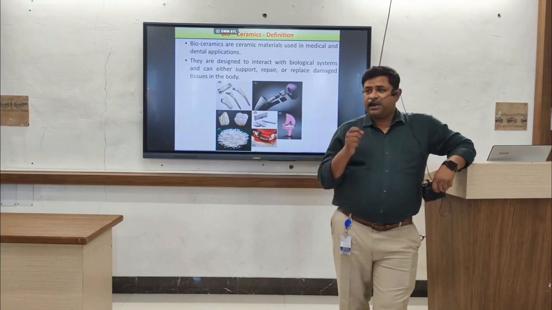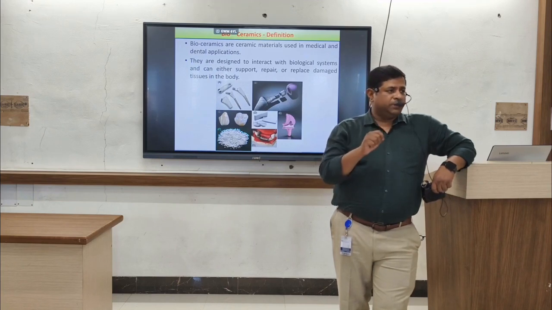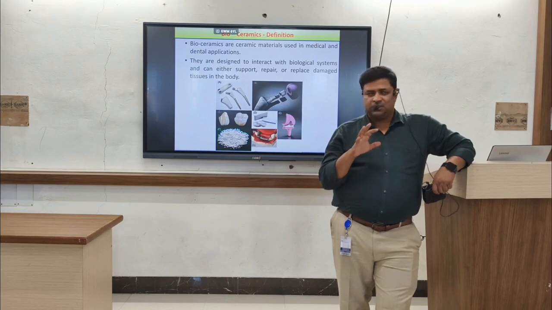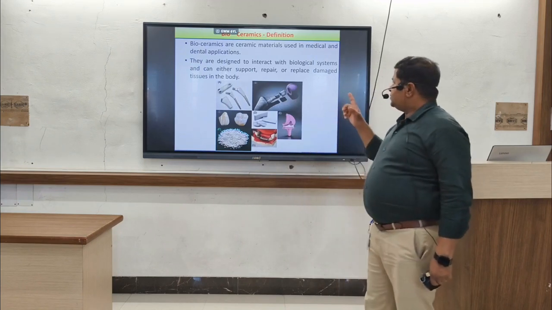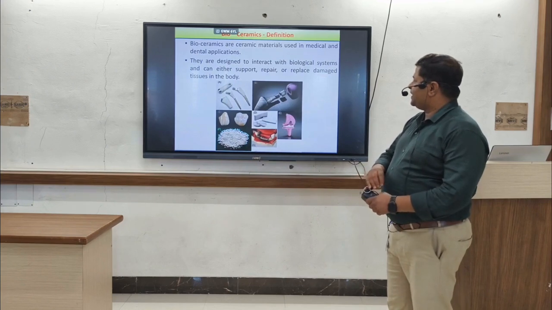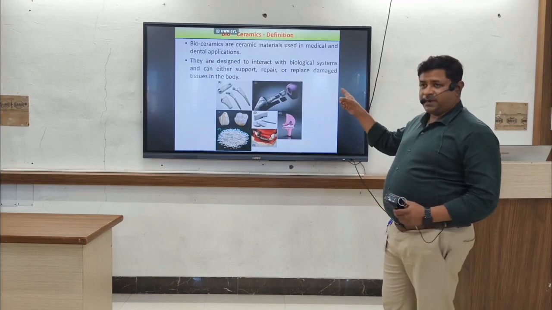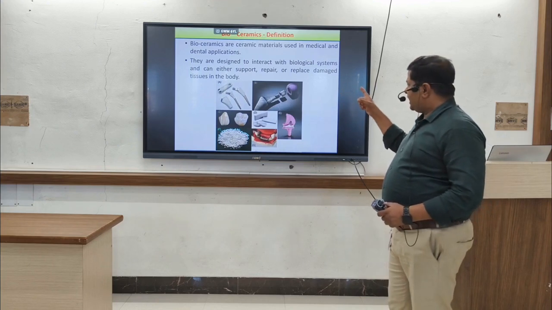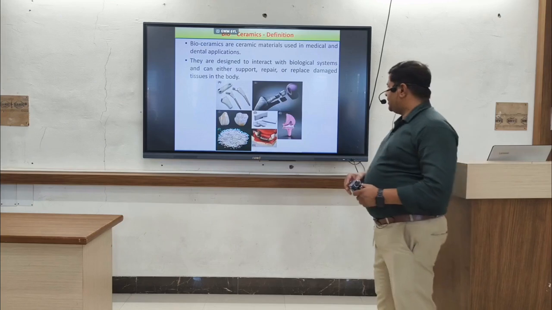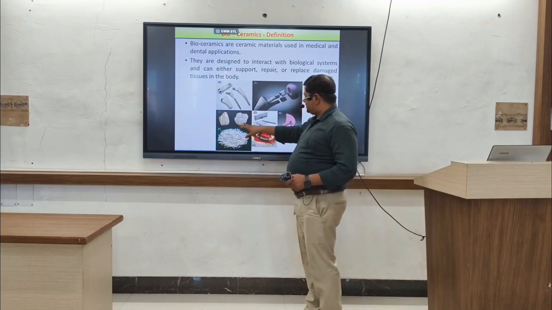Okay. So that kind of biocompatibility should be there in the material if we are using it for replacing our body parts, or replacing any part injured due to an accident and all that. So bioceramics are ceramic materials used in medical and dental applications. They are designed to interact with the biological system, that means biocompatibility, and can support, repair or replace damaged tissue in the body. So here you can see that we can have some joints, we can have some teeth.